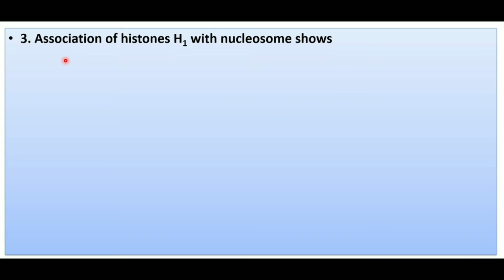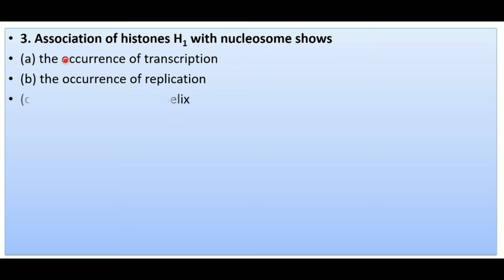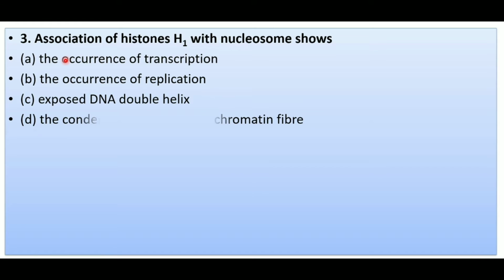Association of histone H1 with the nucleosome shows the occurrence of: transcription, replication, exposed DNA double helix, or the condensation of DNA into chromatin fiber. So the right answer is the condensation of DNA into chromatin fiber.